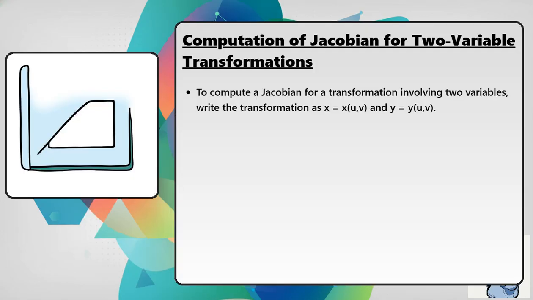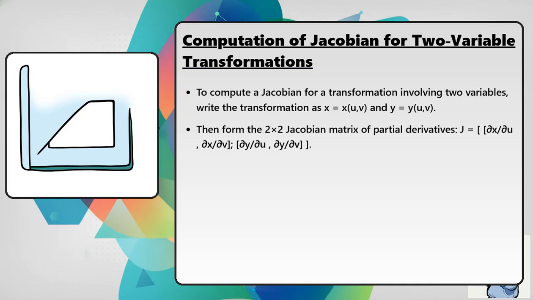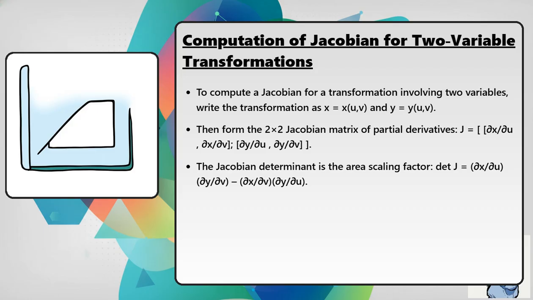To compute a Jacobian for a transformation involving two variables, write the transformation as x equals x of (u, v) and y equals y of (u, v). Then form the 2 by 2 Jacobian matrix of partial derivatives. J equals the matrix with first row partial x over partial u, partial x over partial v, and second row partial y over partial u, partial y over partial v. The Jacobian determinant is the area scaling factor. Determinant J equals partial x over partial u times partial y over partial v minus partial x over partial v times partial y over partial u.